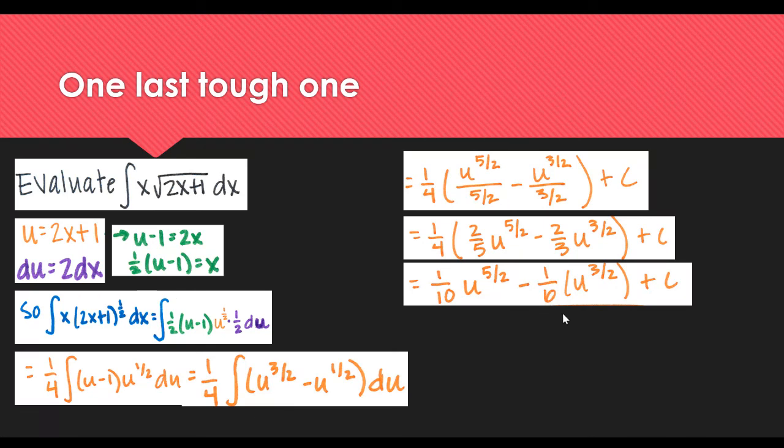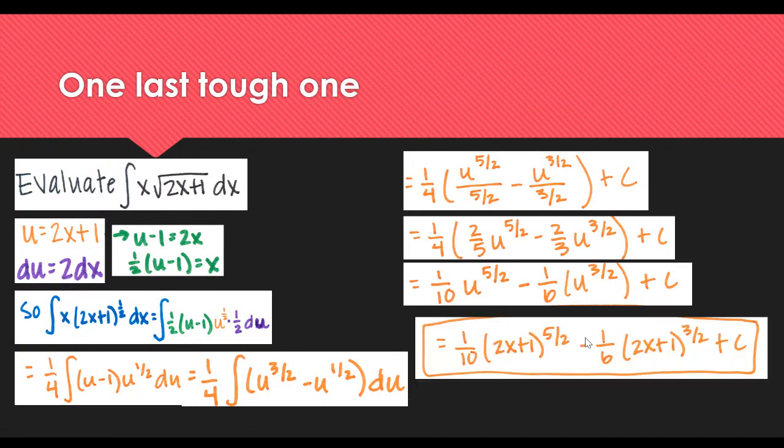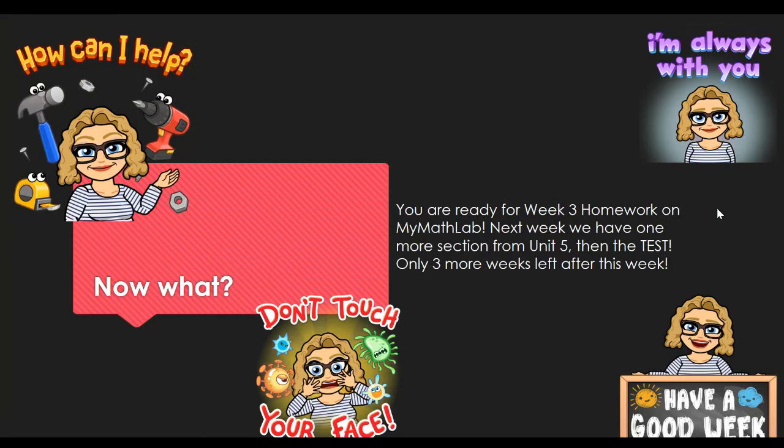And we're almost done. But now we need to replace u with 2x plus 1. So final answer, 1/10 times 2x plus 1 to the 5/2 minus 1/6 times 2x plus 1 to the 3/2. And don't forget your plus c. Whew, that was a lot. So these can take a lot of time. Just be really careful. There's a lot going on with those.